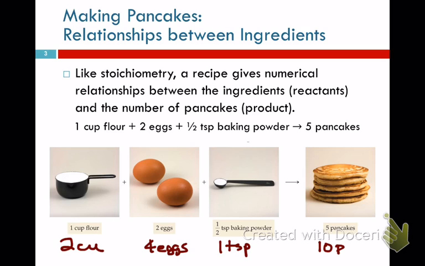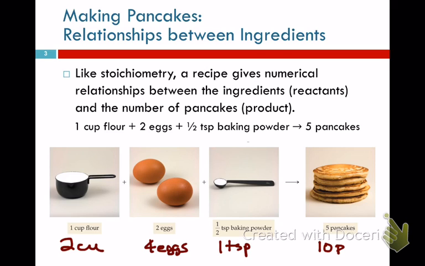But believe it or not, this is how chemical reactions work. If you want to know how much stuff you're going to get out at the end, it's like cooking. You have a recipe that you're following, and you use the proportions in the recipe to figure out how much stuff you can get out of it.